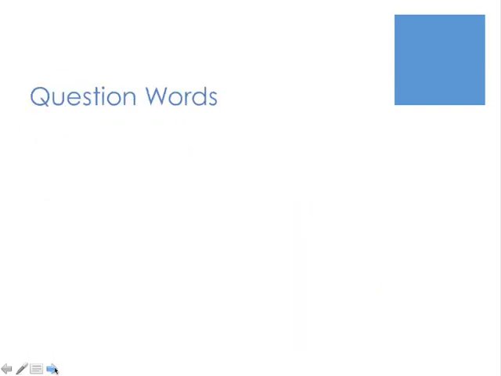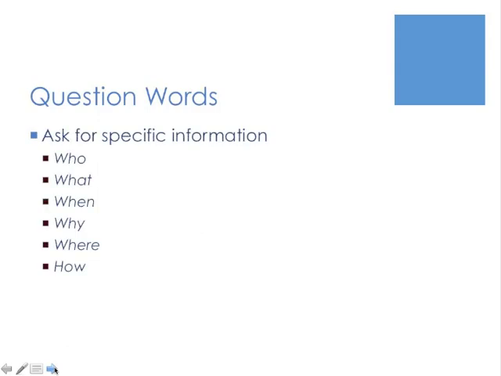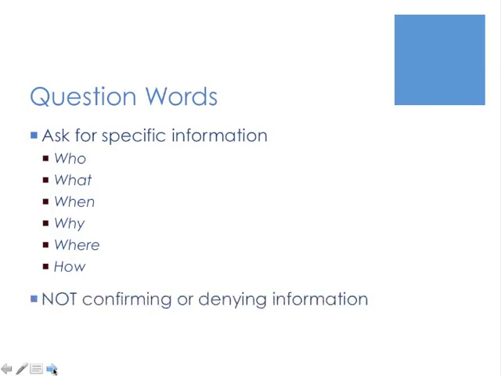Okay, now with question words, basically we think of question words as asking for specific information, involving those WH words, such as who, what, when, why, where, and how. But we don't usually use question words to confirm or deny information. We're usually looking for something specific. So for example, if somebody asks what time it is, and you responded with yes, of course, clearly this would be a wrong answer. So in this case, we're actually looking for a specific piece of information.